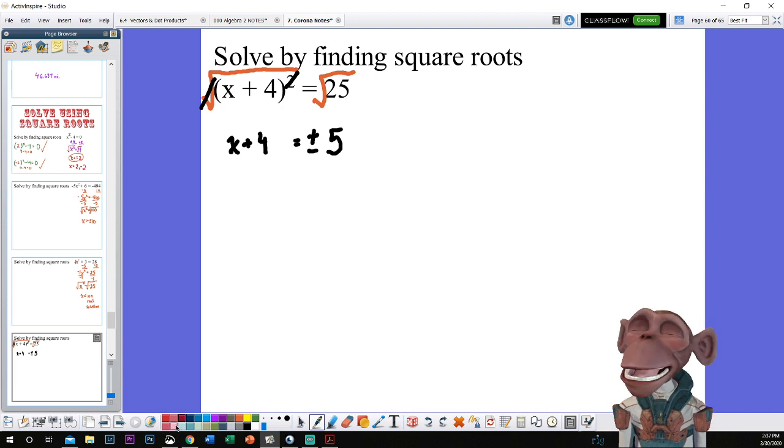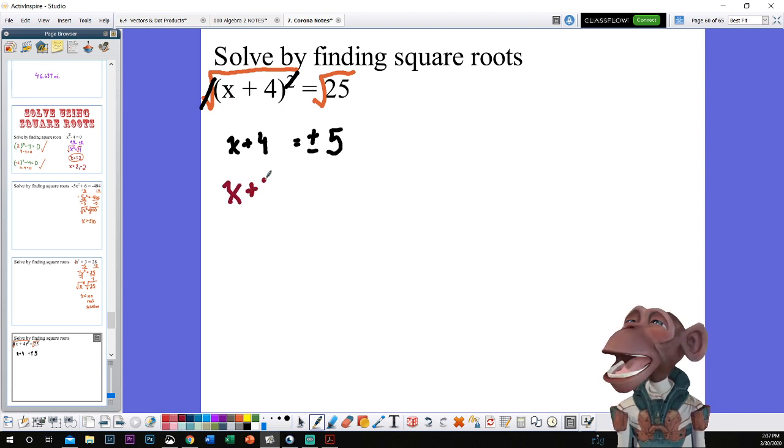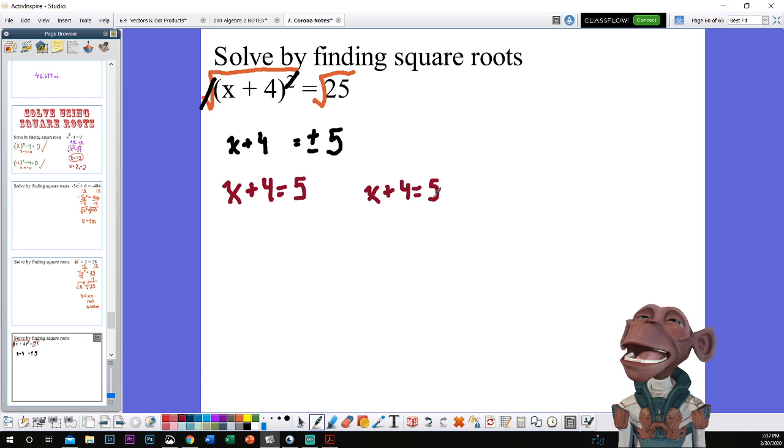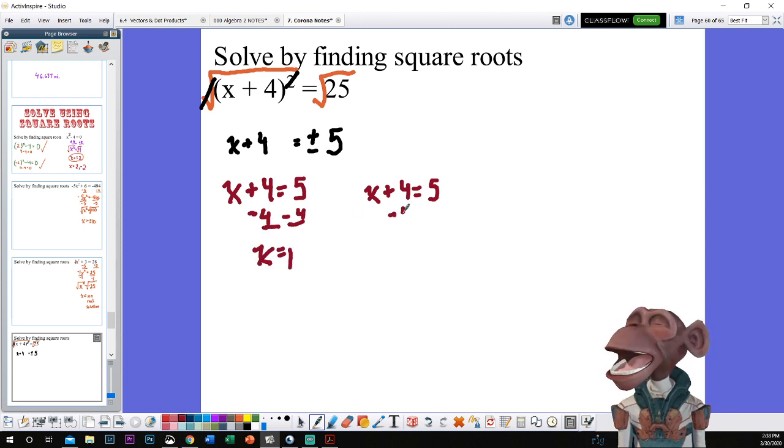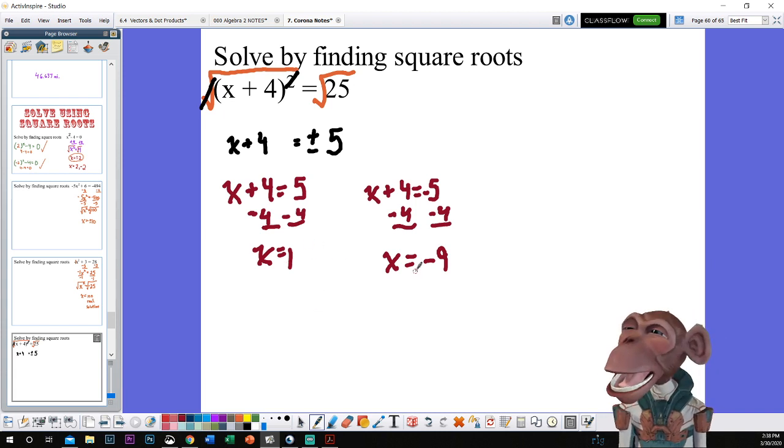What I've noticed is that if people will write out the two equations, they will do much better. So x plus 4 equals positive 5 and x plus 4 equals negative 5. Now let's go ahead and subtract 4 from both sides for both equations, here and here. I almost forgot my negative. And then this gives me negative 9 and positive 1. And that's it. That's all there is to it. Both of these answers, if I substitute them back here, both of them will work.